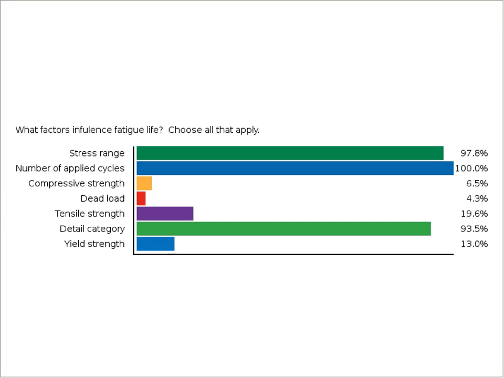Okay, we have just about everyone that's answered. So Rob, it looks like most people have chosen stress range, number of applied cycles, and detail category. That's excellent. We have a few people that selected tensile strength, maybe about 20% of people out there. Could you tell us why that's not correct?